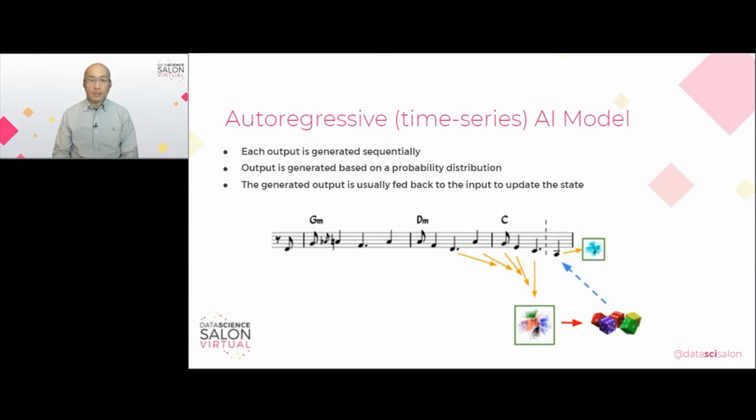Now the next note, the generated output, is usually fed back to the input to update the state. So we can feed this note back to our deep learning AI to generate another internal state, and then use this to generate the next probability distribution and the next note in the sequence.